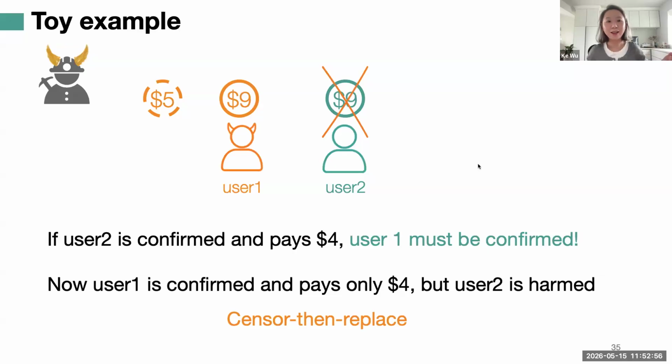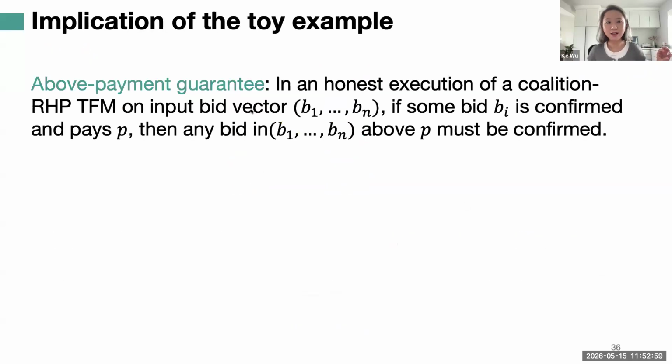So an implication of this toy example is that if this mechanism is coalition rational harm proof, that's the only property we used when we argued that toy example. If for some input bid vector, some bid is confirmed and pays some payment P, then any bid above that payment must also be confirmed. Because if not, then the user who submitted that non-confirmed bid above the payment can just collude with a miner. Okay, they censor bid Bi, and have this colluding user pretend to be Bi. The same attack, the same censor then replace attack as before.